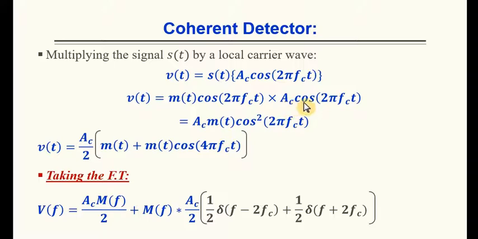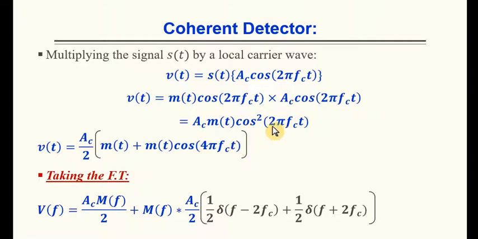So multiplied by AC cosine 2 pi fct. So we have cosine, then the v of t is equal to AC m of t cosine 2 pi fct, and cosine 2 pi fct will give us cosine square 2 pi fct. So if we use the trigonometric identity for cosine square, then we will have v of t is equal to AC, and this will be 1/2 into brackets 1 plus cosine twice the angle.